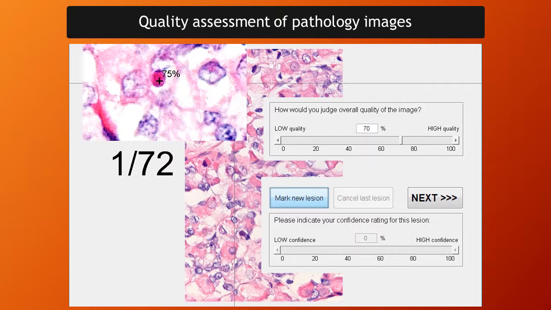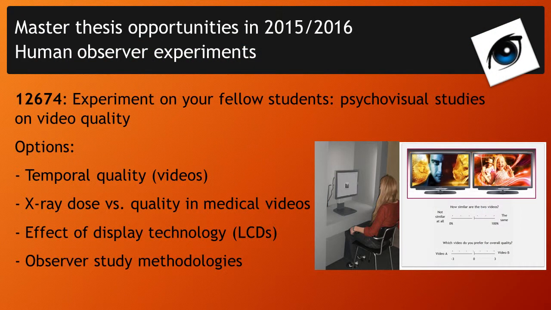In the domain of human observer experiments, we have one topic with 4 possible areas depending on your area of interest. You may want to conduct research either on experiments related to temporal quality, medical X-ray dose, display technology, or general methodology issues.